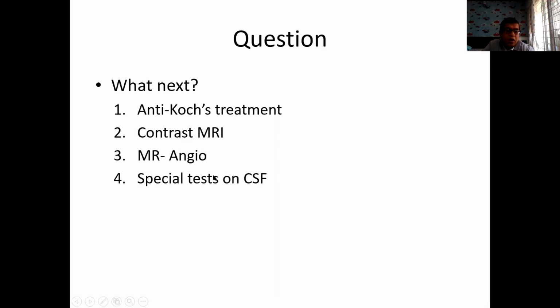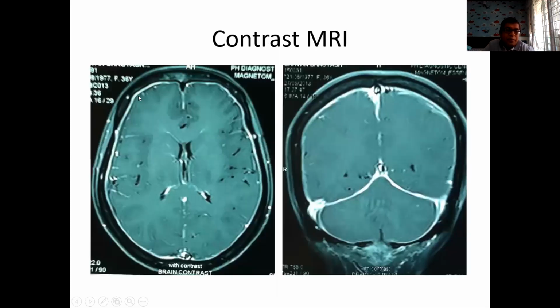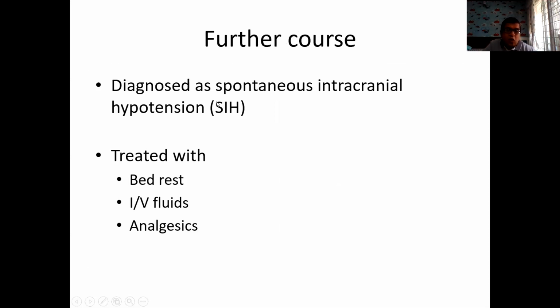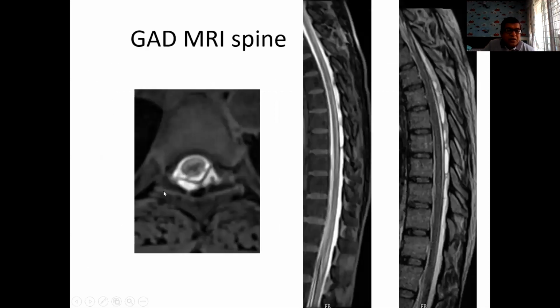The answer, of course, as neurologists we all know, we have to do a contrast MRI, and this was a contrast MRI in this lady, and one can see that there is a pachymeningeal enhancement which is diffuse. And the diagnosis, we know, is the syndrome of spontaneous intracranial hypotension, SIH. She was treated with bed rest, IV fluids, analgesics, and then of course we also did a gadolinium MRI of the spine of this lady, where intrathecal gadolinium was given, and you can see that there are collections coming out in this area, and there is also a collection coming here. So she definitely had evidence of spinal leak.